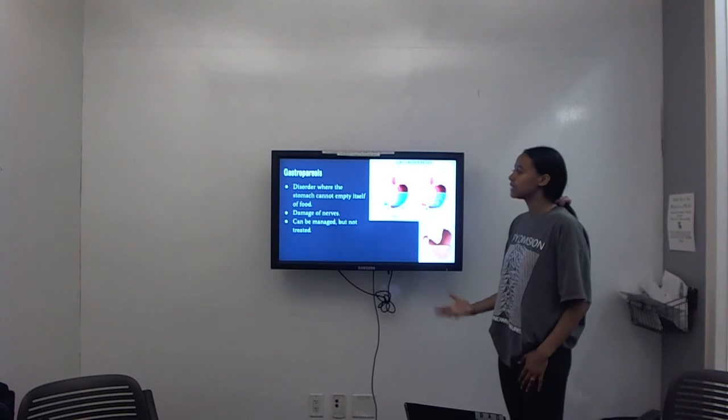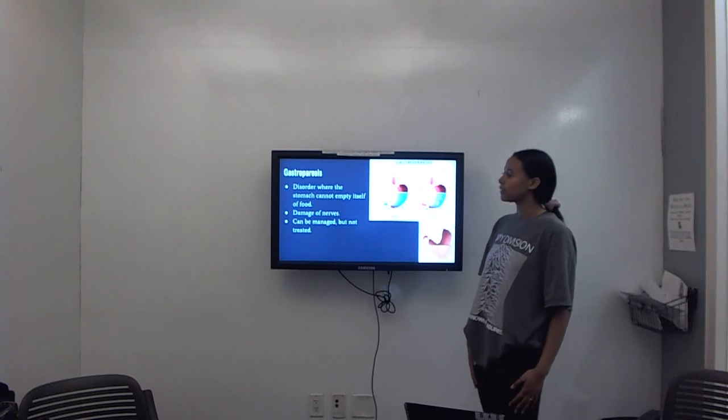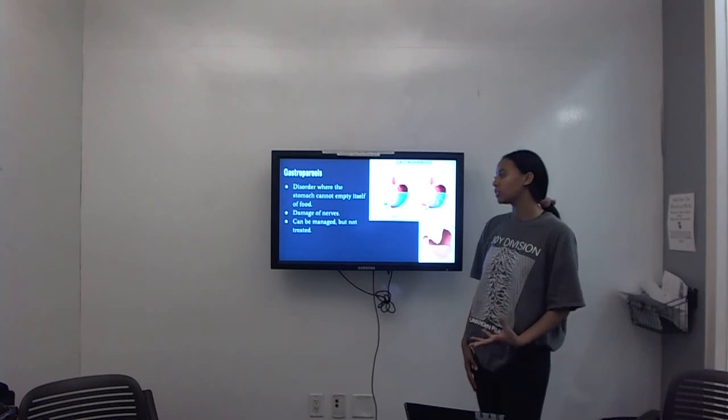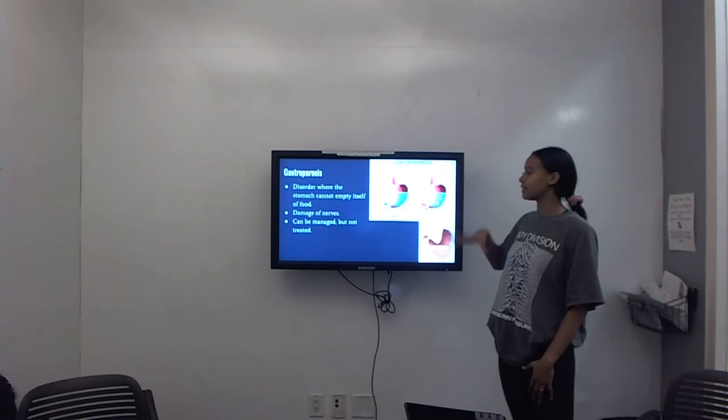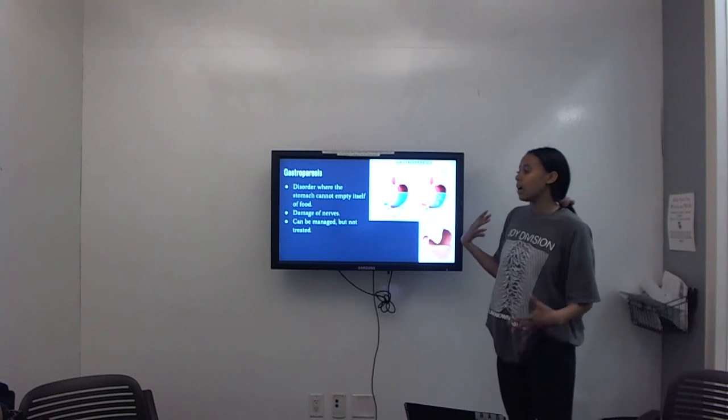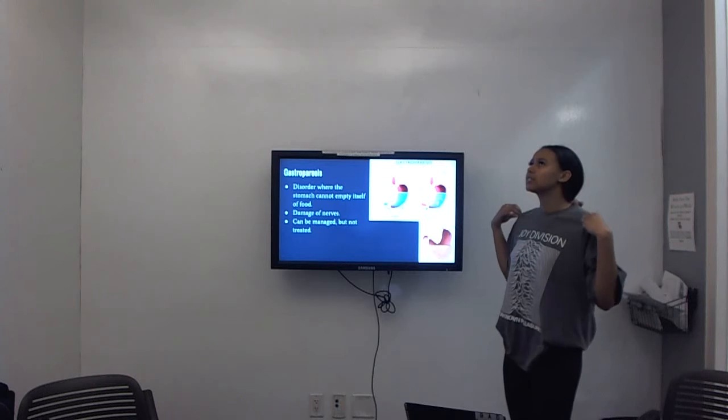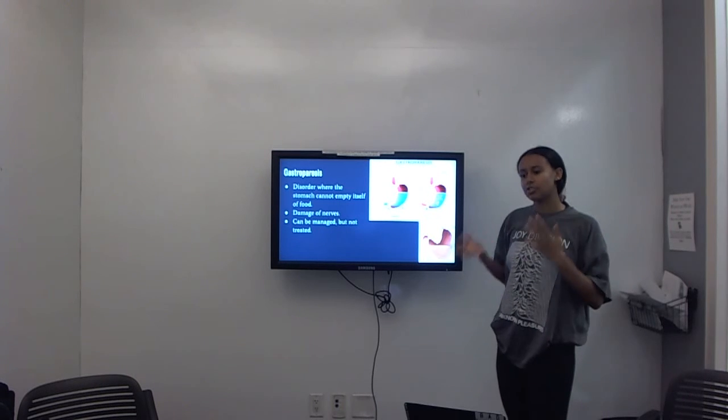So gastroparesis is basically a disorder where the stomach cannot empty itself of food. This is because of damaged nerves in the stomach. So this disorder can be managed, but it can't be treated.